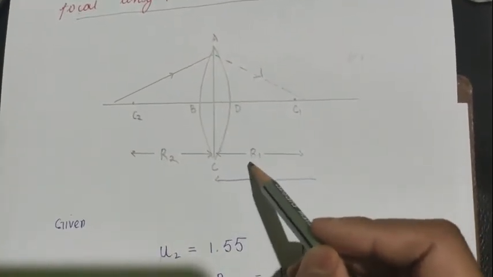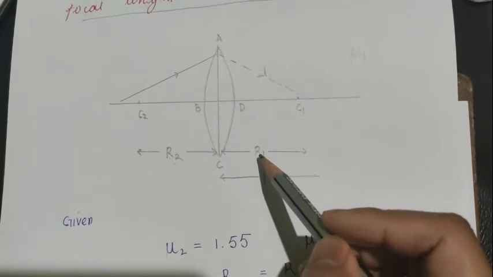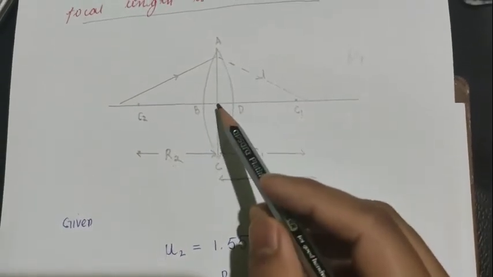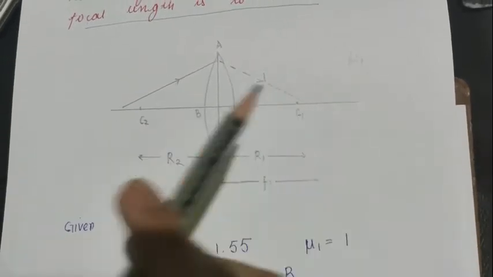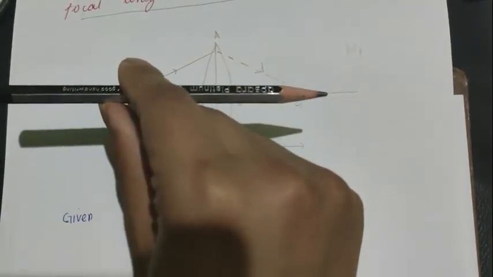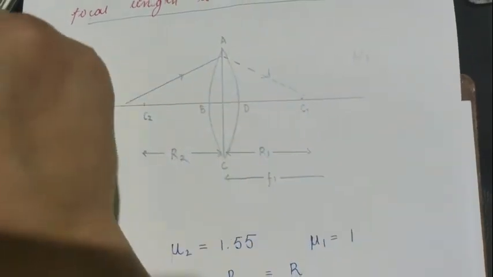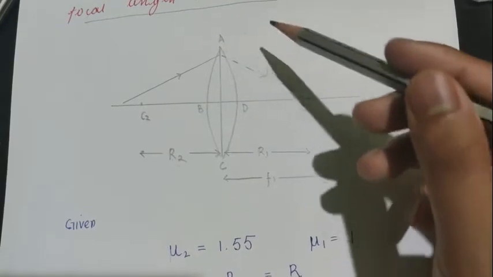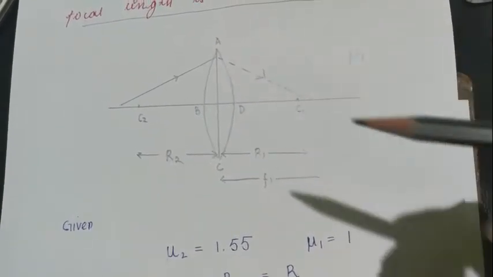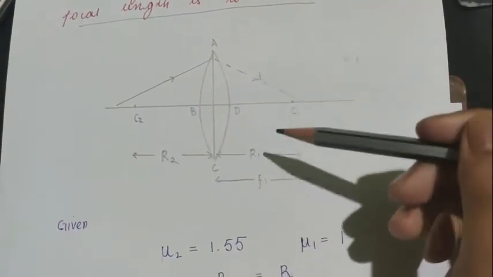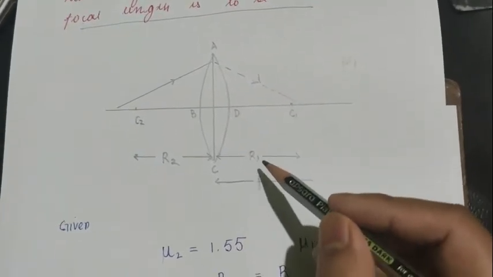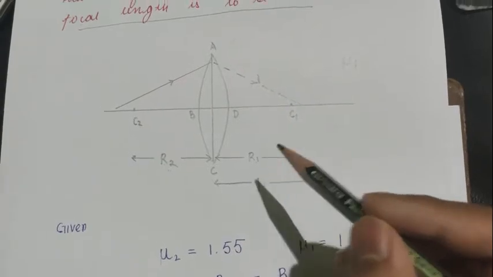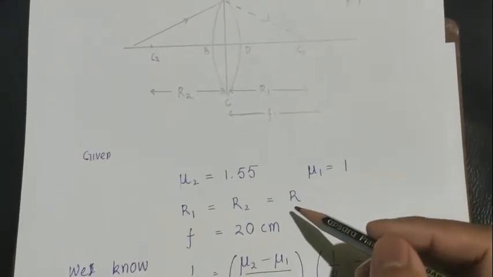Your radius of curvature R1, in which direction is it measured? We know radius of curvature is measured from the optical center to the center of curvature, from left to right. Is it clear? And my incident light always goes from left to right. Now, are they measured in the same direction? Yes. If they are measured in the same direction, what happens to R1? Will it be positive or negative? It will be positive R. Clear?